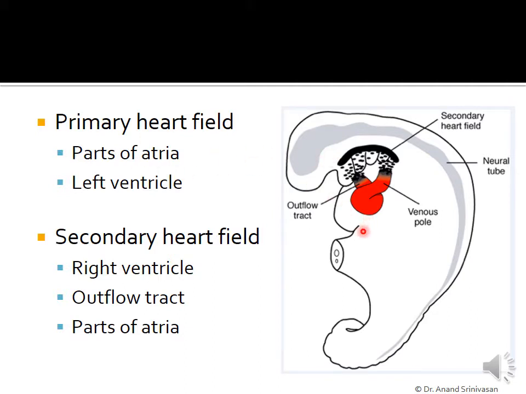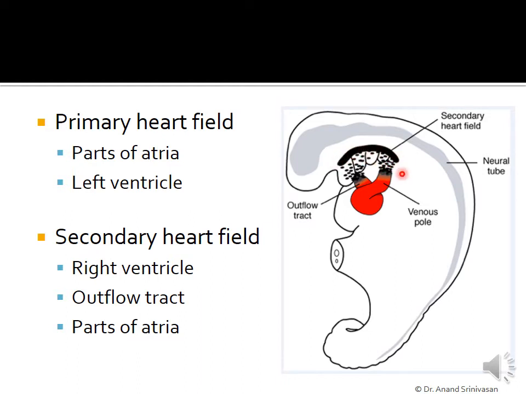The primary heart field is the one which gives rise to parts of the atria and the entire portion of the left ventricle. Now, from the primary heart field, a tube is formed, which is called the cardiac tube. We will be discussing this right now. And this cardiac loop is lengthened by means of the secondary heart field.